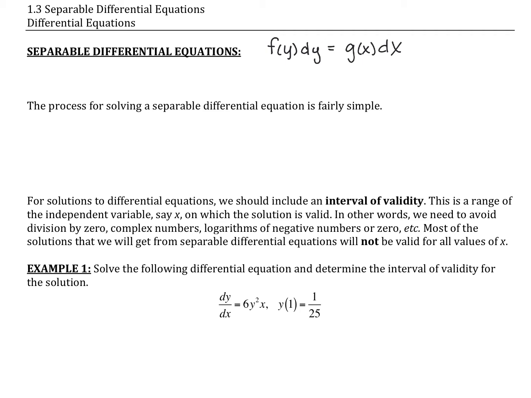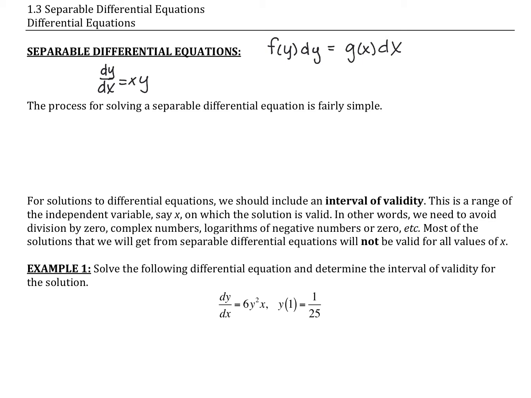Basically, if we can get all the functions in terms of y on one side and all of the functions in terms of x on the other side, then it is separable. We can only move things by multiplication and division, not addition and subtraction. So for example, if I have the equation dy/dx equals x times y, this is separable because I could divide by y and multiply by dx, and I would have all my y's on one side and all my x's on the other. Okay, so this is separable.